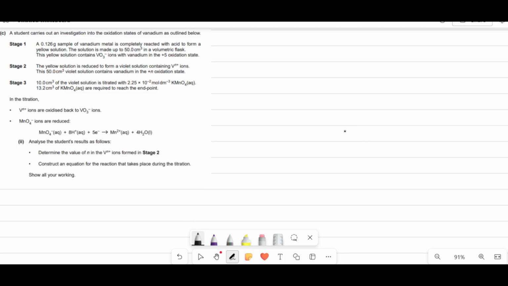Let's work through the same steps. So they got a mass of 0.126. Who does that belong to? It's vanadium metal. Generally, if it says something metal, it's just pure straight vanadium or whatever it is. So in this case, it's just vanadium solid, nothing else. So they got that of a mass of this. Cool. It's completely reacted in an acid to form a yellow solution. So it might help to also just recall that it will eventually become a yellow solution, maybe. Now, the solution is made up to 50 centimeters cubed. Pause. Who does that volume belong to?